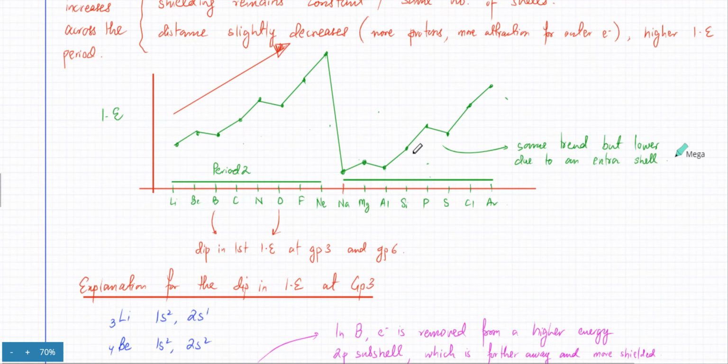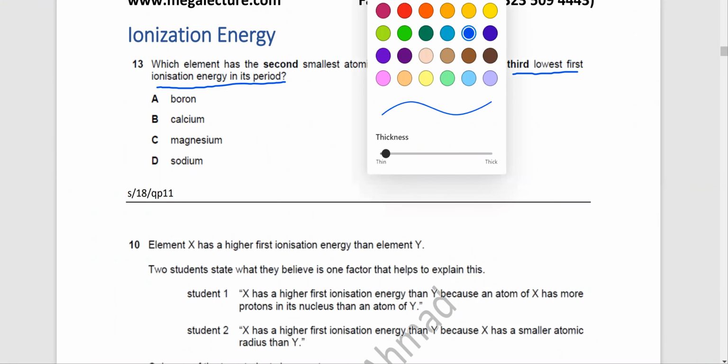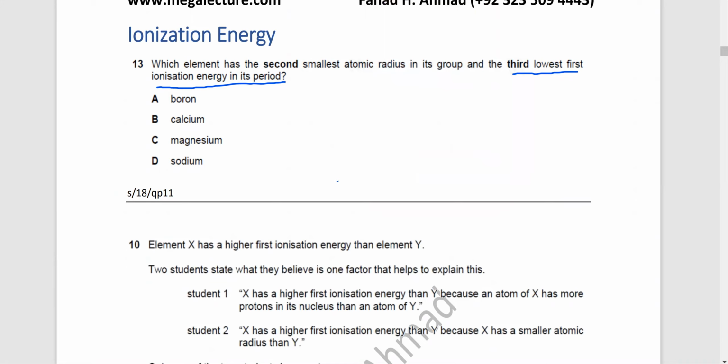Even if you had chosen this period, it would be the same. The third lowest would have been magnesium, group two, because the lowest would have been sodium, the second lowest would have been aluminium, and the third lowest would have been magnesium. So when he's talking about the third lowest first ionization energy in its period, he's talking about group two, right? So he's talking about an element from group two.